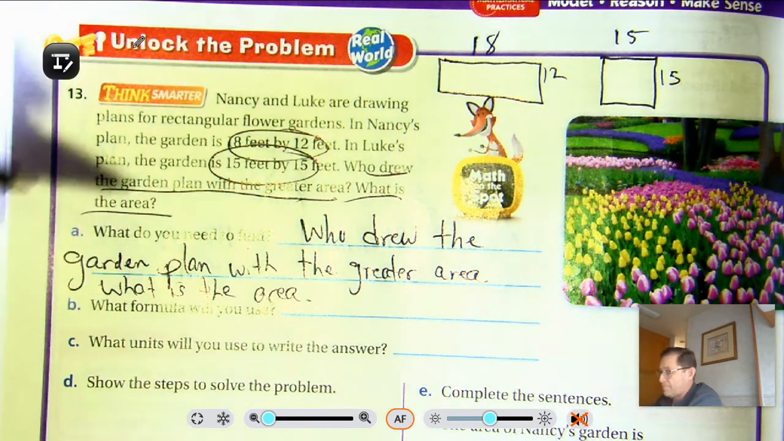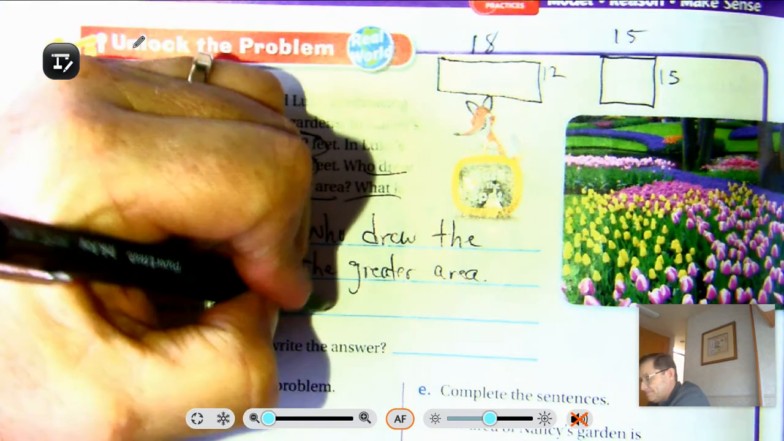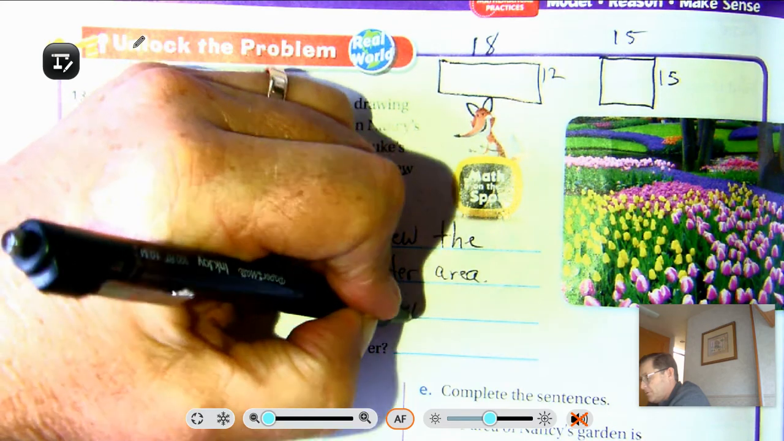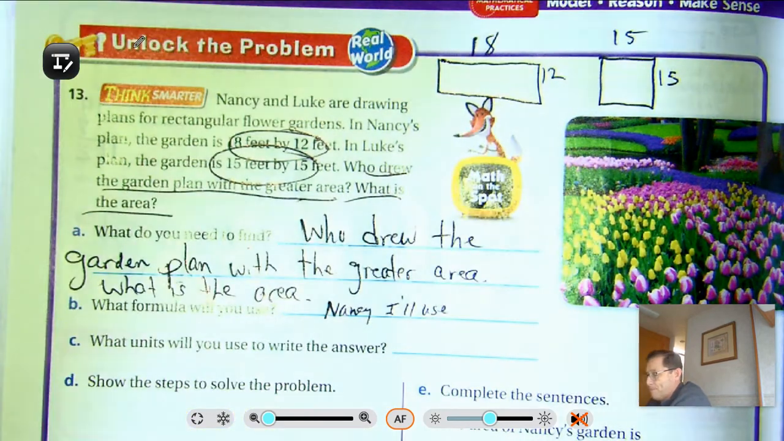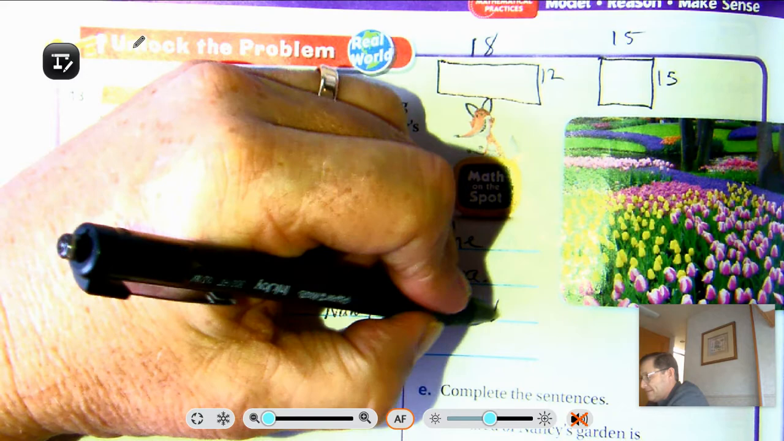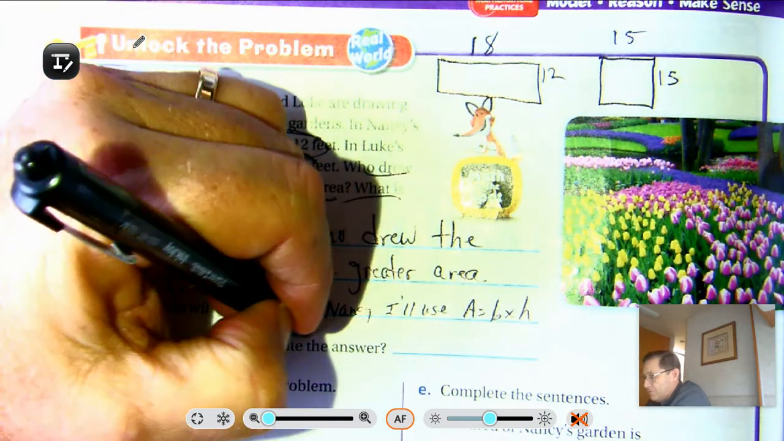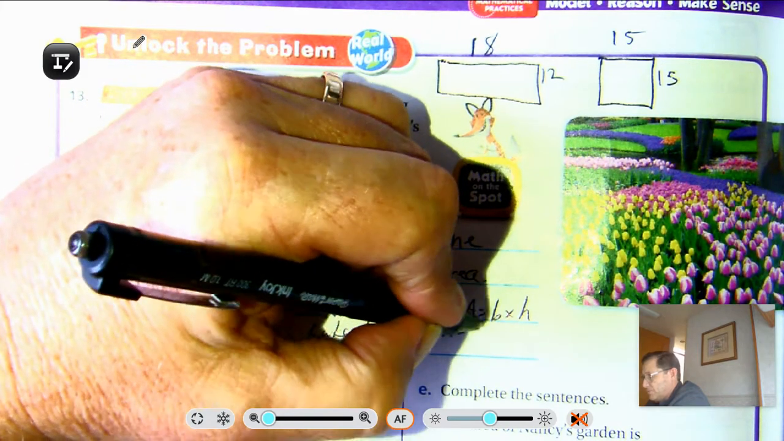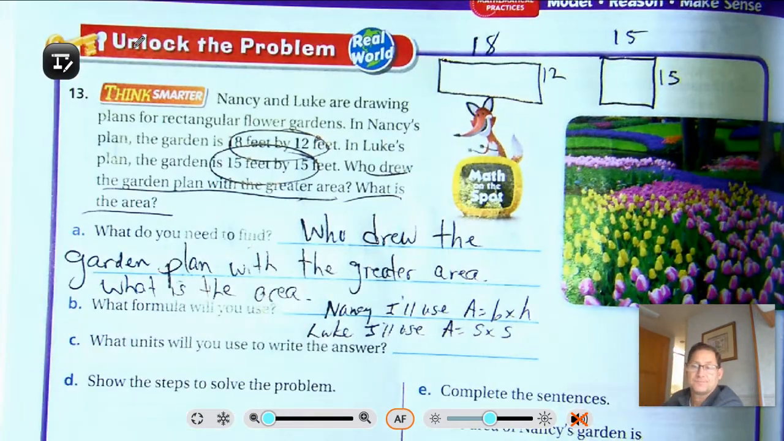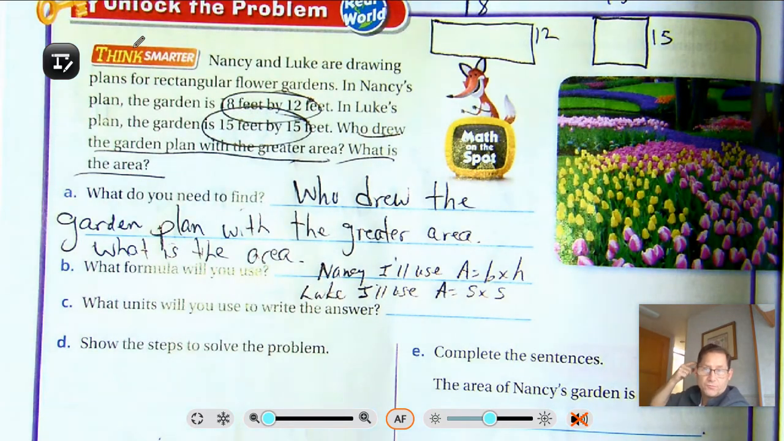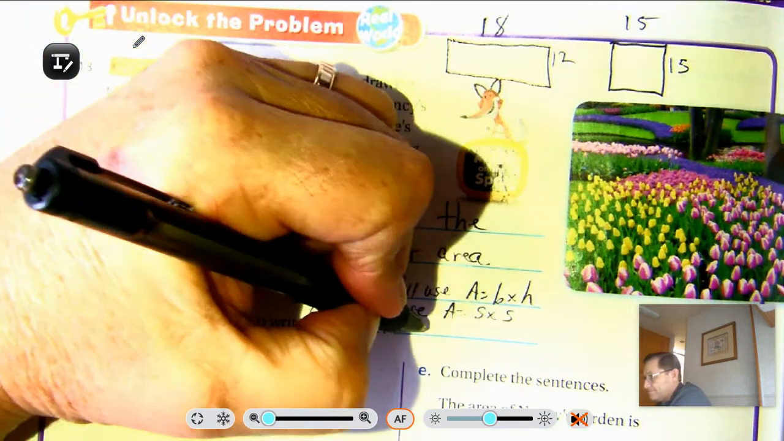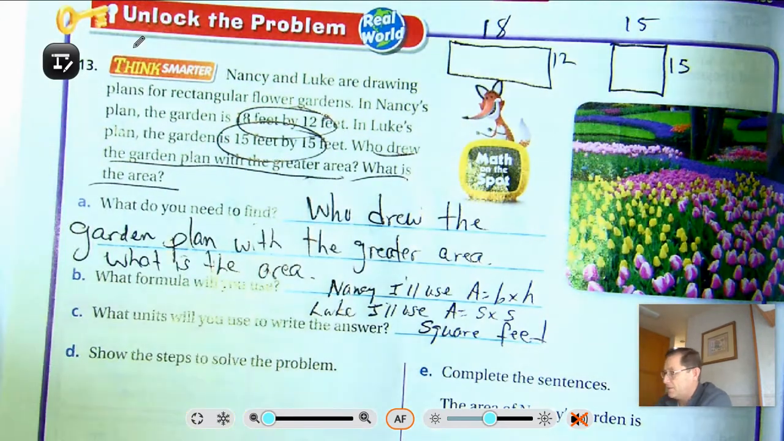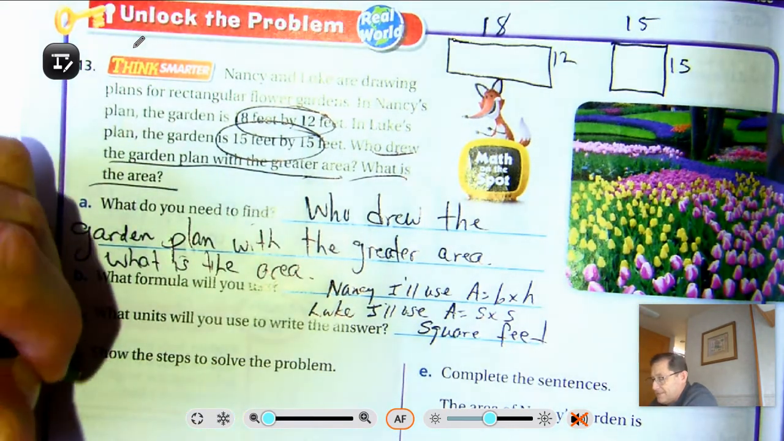All right, so what formula will we use? Well, for Nancy, I'll use area equals base times height. And for Luke, I'll use area equals side times side. What units will you write? Square feet. Show the steps.